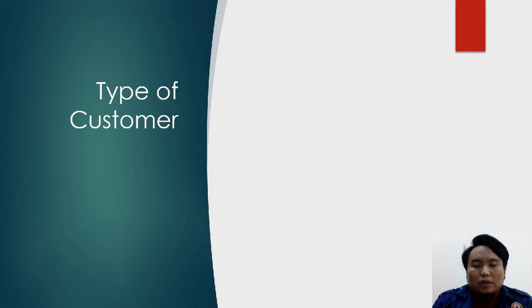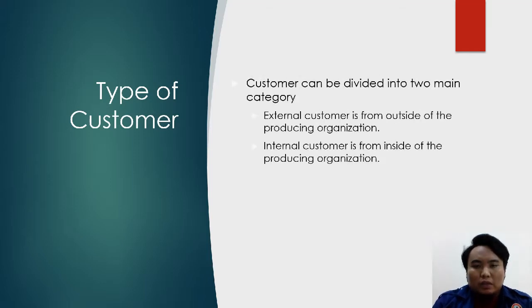So, next is about the type of customer. Customer can be divided into two main categories, which is external and internal. External customer is from outside of the producing organization, and internal customer is from inside of the producing organization.